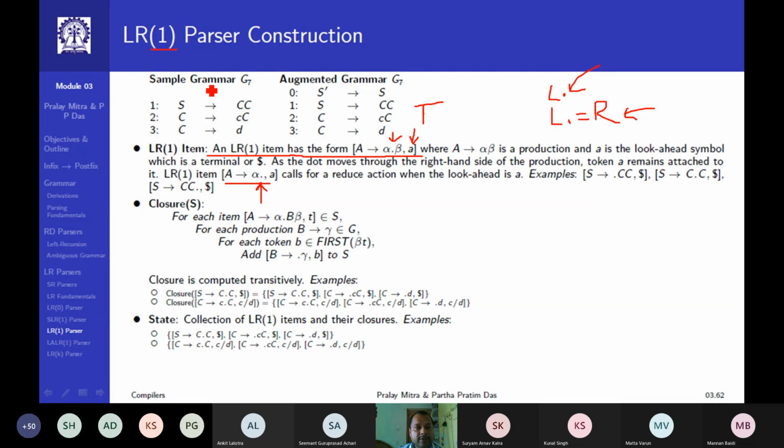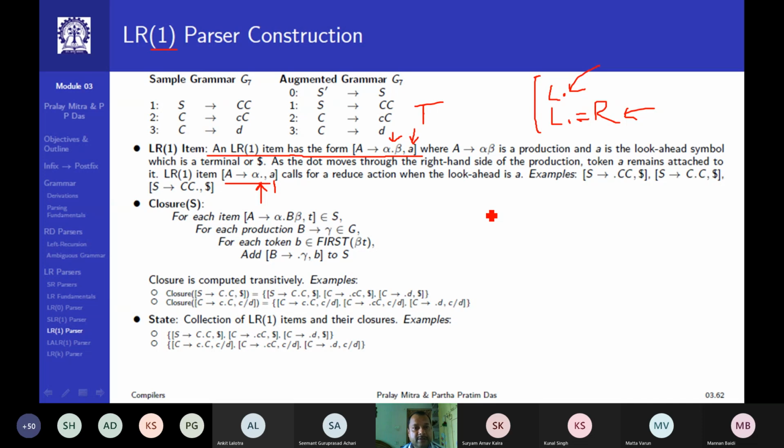Now LR1 resolves that conflict by telling that if A derives alpha dot is there, so if both are present, now the decision will be taken based upon my look ahead symbol. If look ahead is A, then you reduce. If look ahead is not A, here you can see the assignment operator, then you shift. So this is called the reduction action when look ahead is A. For examples, it is given.